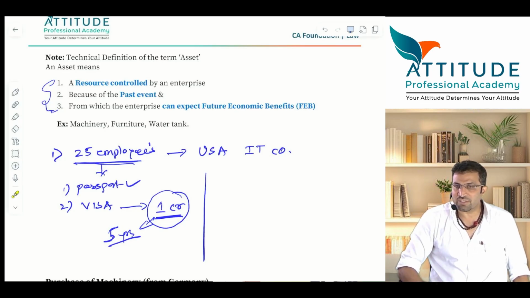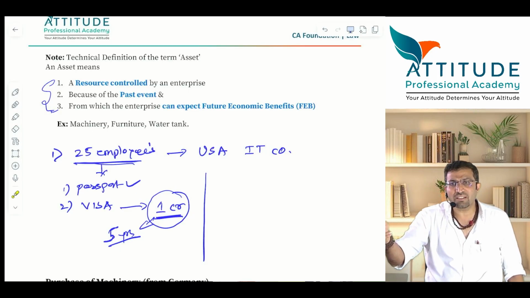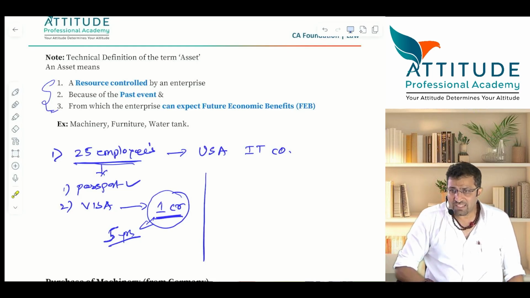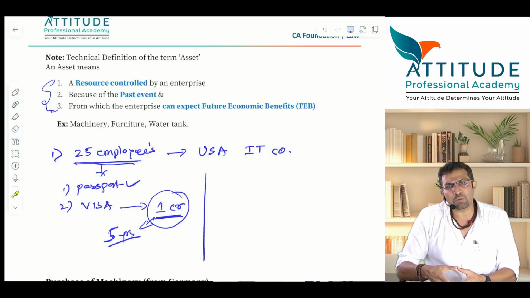Tomorrow if Shreya says, sir, if Nityashri is leaving the job, I will replace her. Okay, you take her visa and go. Can that happen? No. He has to take a separate visa. It means that I can't control the employee. If I can't control the employee, then that resource, if the resource cannot be controlled, then it cannot be treated as an asset. I hope all of you are able to understand this.